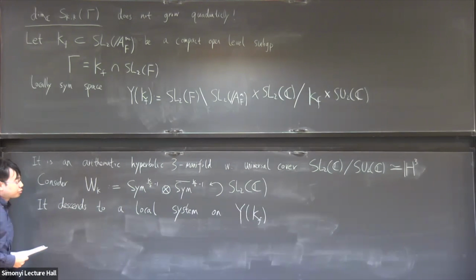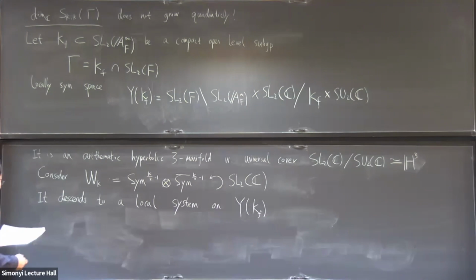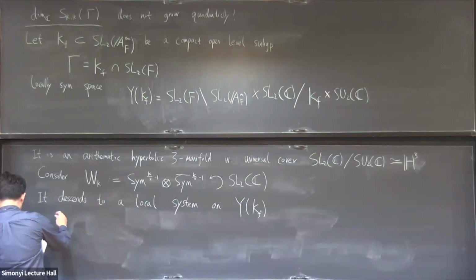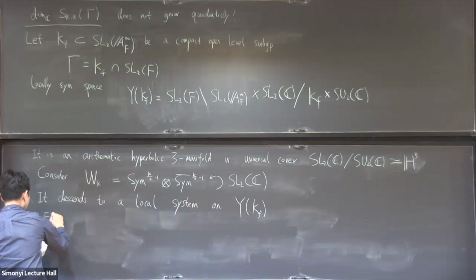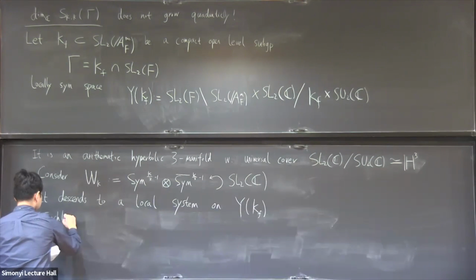Now we can interpret the space S_KK(Gamma) in terms of cohomology. This is a consequence of the Eichler-Shimura isomorphism.